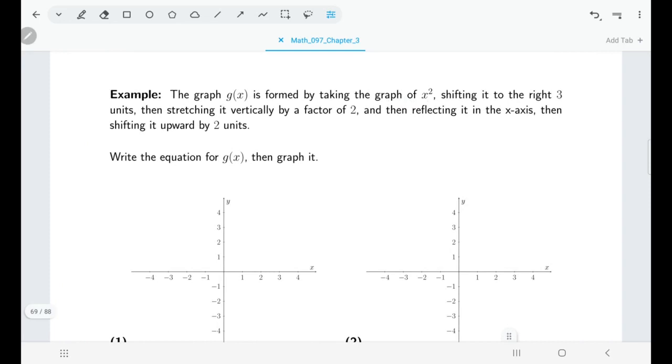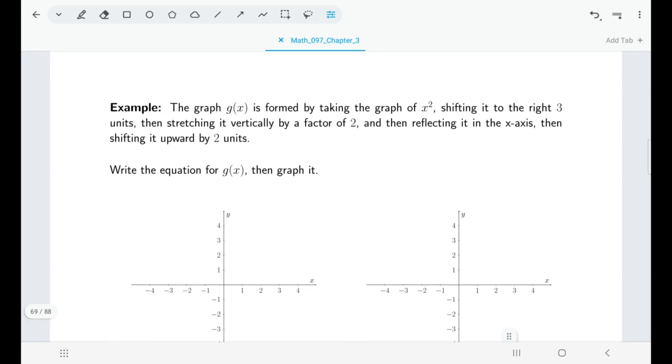So I'm starting with my graph of x squared. I shift it to the right. I stretch it vertically by a factor of 2, and I also reflect it in the x-axis, and then I shift it upwards by 2 units. So if I'm looking at this, I can see that actually what I'm doing is all of my transformations to my basic shape in the order that I'm supposed to do them. I'm shifting first horizontally, then doing my vertical stretch and flip, then doing a vertical shift afterwards.